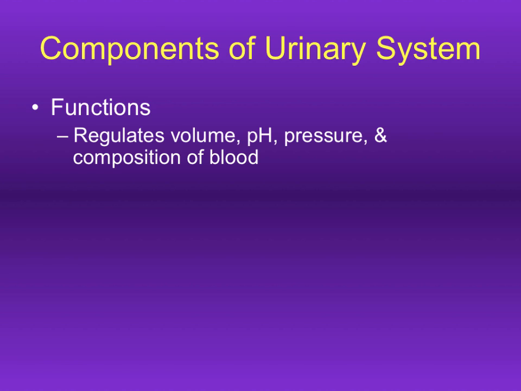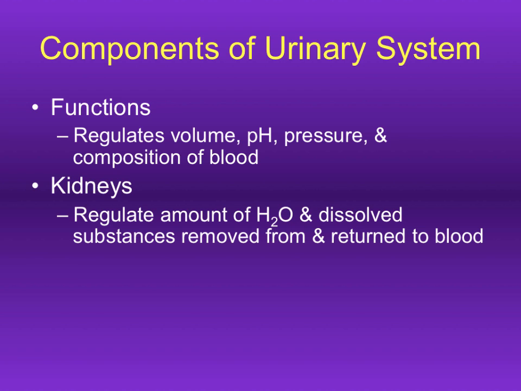The functions of the urinary system are to regulate blood volume, to regulate pH, pressure, and the composition of blood. And when I say composition, what that means is how much water is there versus how much solute is there, how many ions are there, how much metabolic waste is in the blood. So it's regulating what actually is in the blood by filtering it.